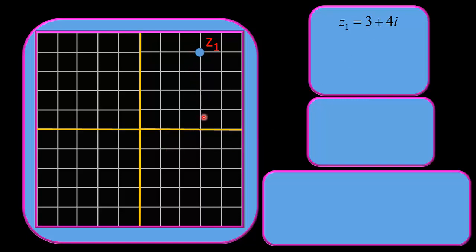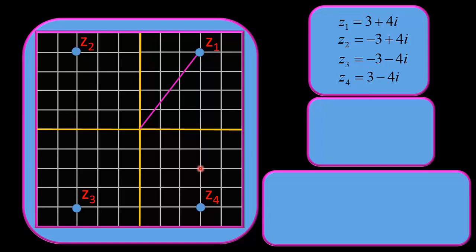So the imaginary part is the y coordinate. Now we've got -3, 4. It's over here. This is z2. Notice, go over -3 and up 4. And then we've got -3, -4. We go over -3 and down 4. So we can have these complex numbers plotted in any of the 4 quadrants. This is how we can deal with complex numbers graphically on a grid.